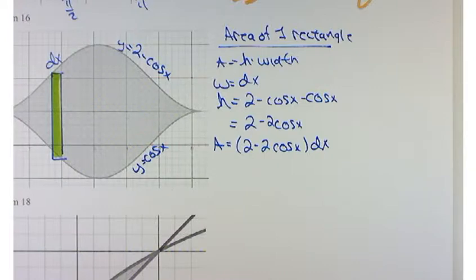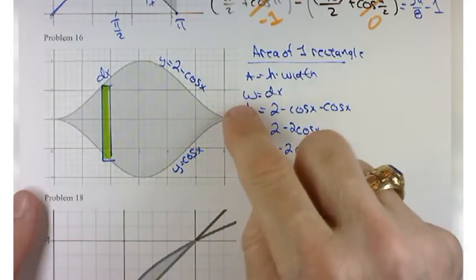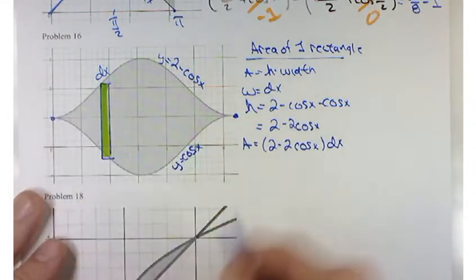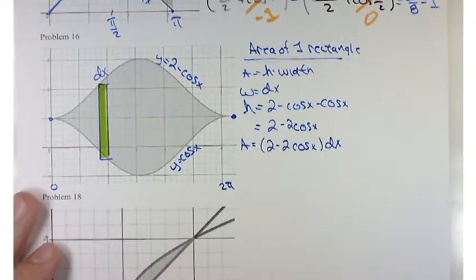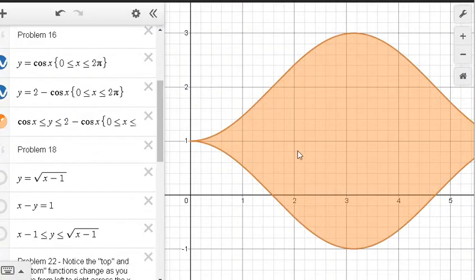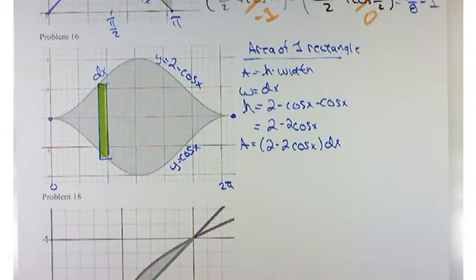Now that's the area of just that one slice, but I need to find the area of the entire region between these two points. By the way, what is this point out here? Any guesses? Yes, we have 0, and they meet out here again at 2 pi. You can see that if you played around with the graph and traced it a bit. Follow all the way out to here, and you'll see these two meet at 2 pi. Okay, that's nice. Let's get back to our calculation.